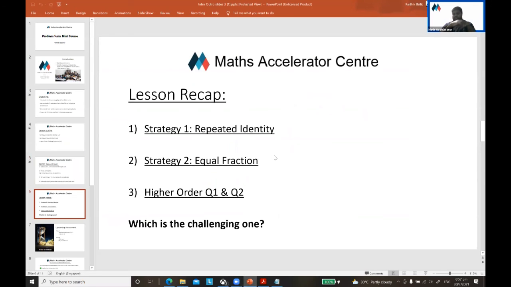Okay, lesson recap. What we did here today was repeated identity, equal fractions, and higher order questions 1 and 2. Can you type in the chat which one is the challenging one for you? Is it repeated identity, equal fractions, or the higher order ones? One of you said nothing. The rest of you said higher order question 2.